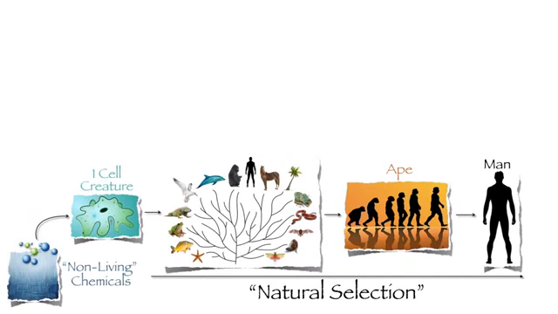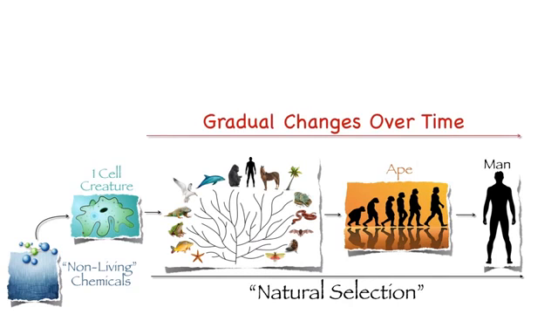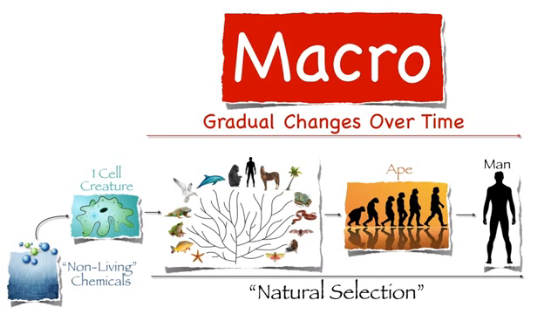The theory of evolution teaches that living things have evolved or changed over time, starting with that first one-cell creature, and over time we got the trees, snakes, fish, birds, and all the other life forms, including apes and the great ape, us humans. We call these slight, successive, gradual changes over a long period of time macroevolution.